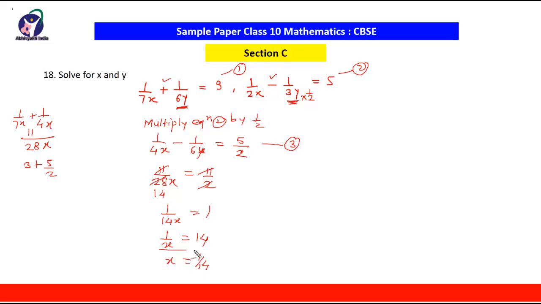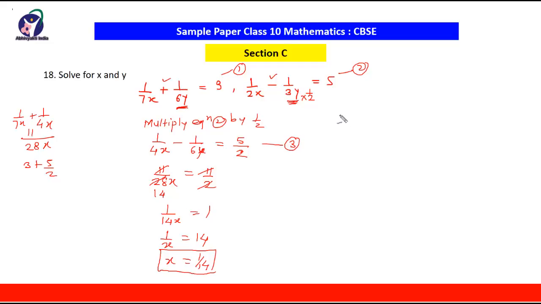So this is the first step you have completed. So highlight this, that x is equal to 1 by 14, and so the x value you have got. Now put the value of x in either equation number 1 or in equation number 2. Here I put it in equation number 1.